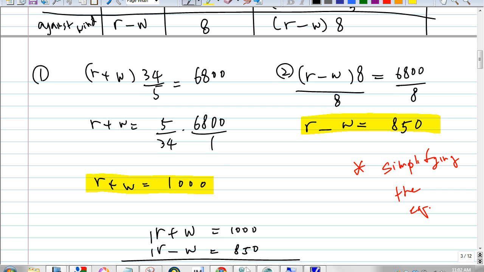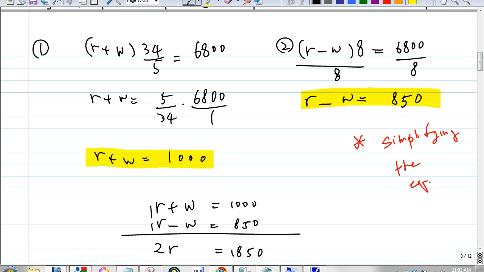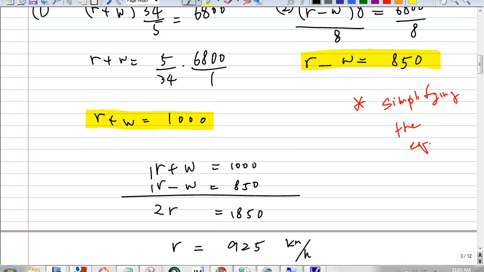Okay, 1 plus 1 is 2. Don't write R. And so when you add them together, don't you get 2R equals 1850? Then of course you divide both sides by 2. What do you get as your R? Nita? That's correct. Now that is kilometers per hour, isn't that right? Because we use the unit kilometers for the distance and an hour for the time.